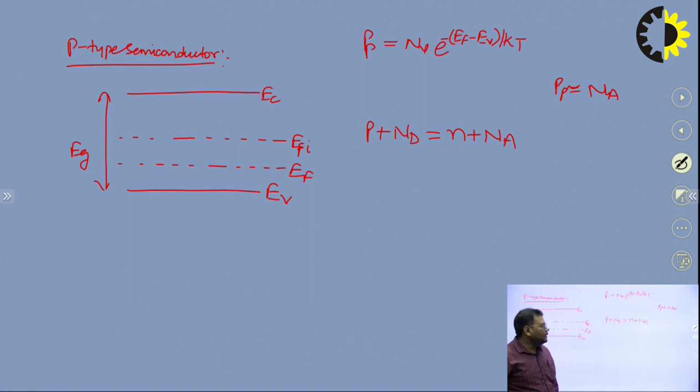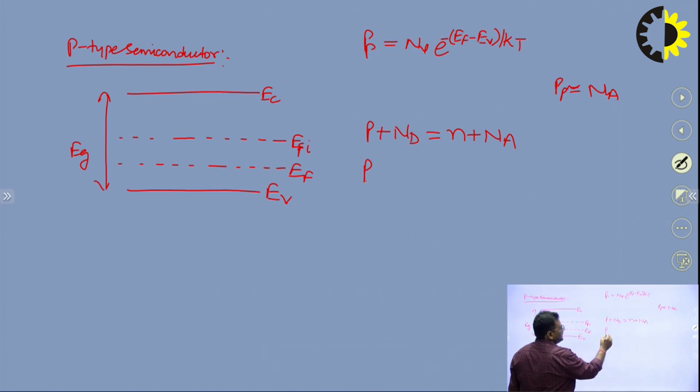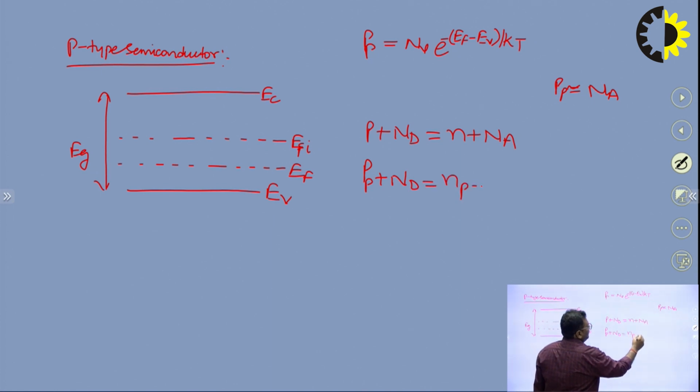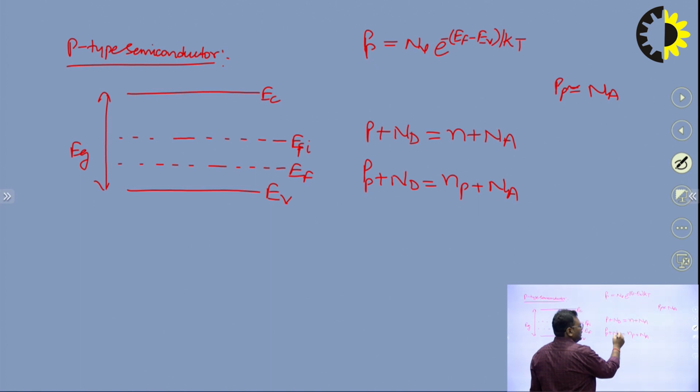of charge neutrality. So here if I talk about the p-type semiconductor, for p-type semiconductor I can write it as Pp plus Nd is equal to Np plus Na. But in p-type semiconductor, what type of doping do we use? We generally dope the acceptor atoms. So here Nd will be 0, this term will be 0. So Pp will be equal to Np plus Na.